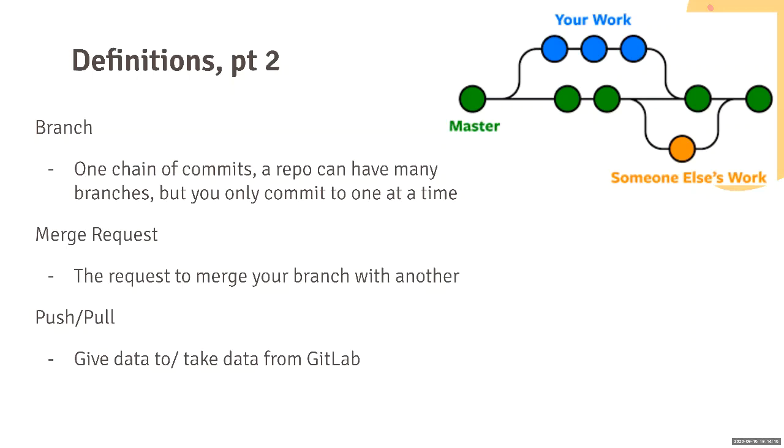And then this next green commit after, or all of these circles are commits. And this next green commit after the blue one merges into the green one, sees both the blue commits and the green commits.